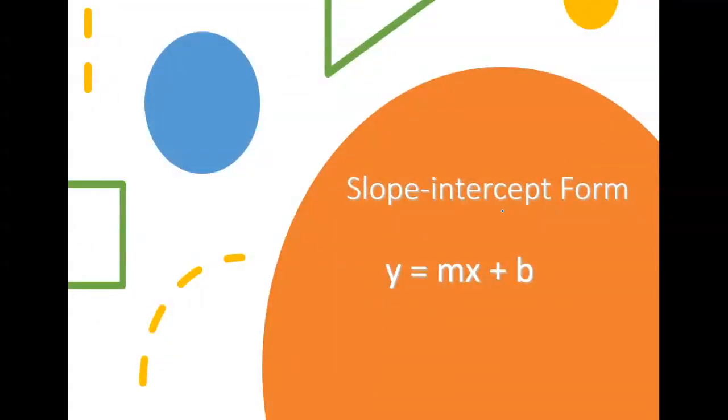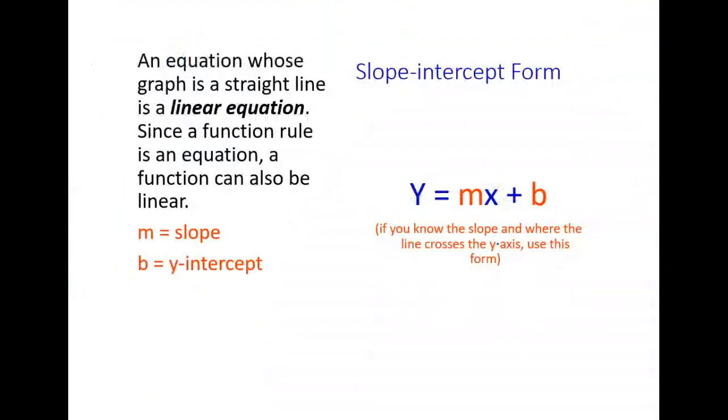So we're going to start with slope-intercept form first. y equals mx plus b. Again, slope and y-intercept. Notice how my x-intercept isn't in this equation at all. b is my y-intercept and my slope is in here. And then y and x are just values that you can put in for any point on that line. An equation whose graph is a straight line is a linear equation.